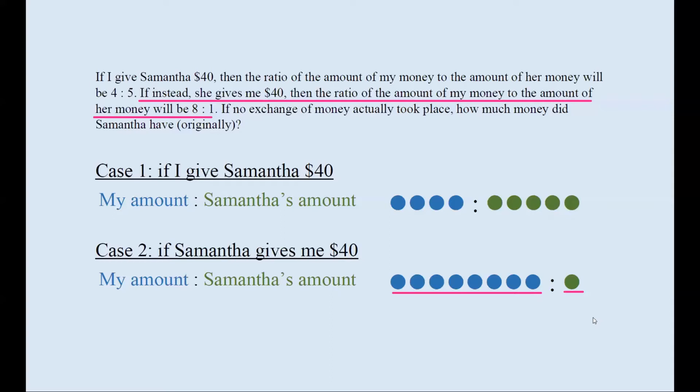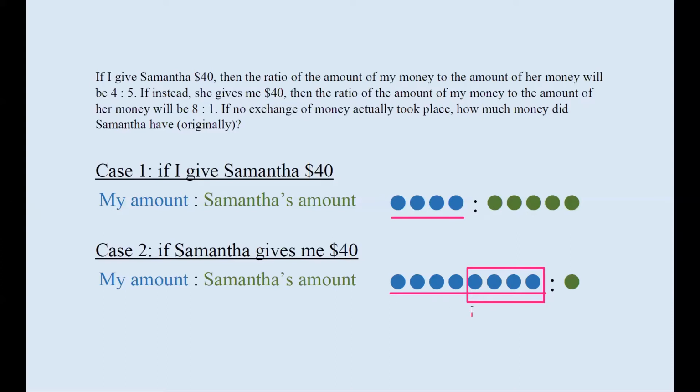Now, that's the easy part of the question. The hard part of the question is to see that this is my amount if I give Samantha $40, and this will represent my amount if Samantha gives me $40, and that tells me this must represent $80. 80 is 40 plus 40, or 2 times 40.